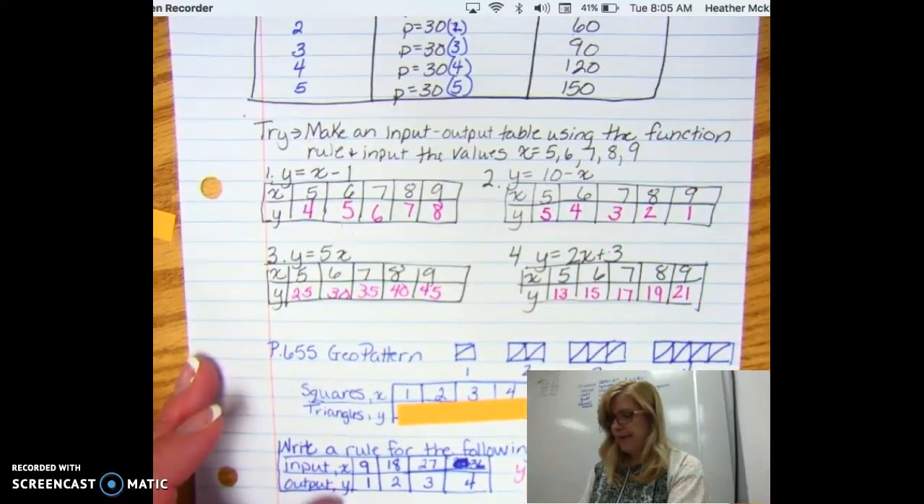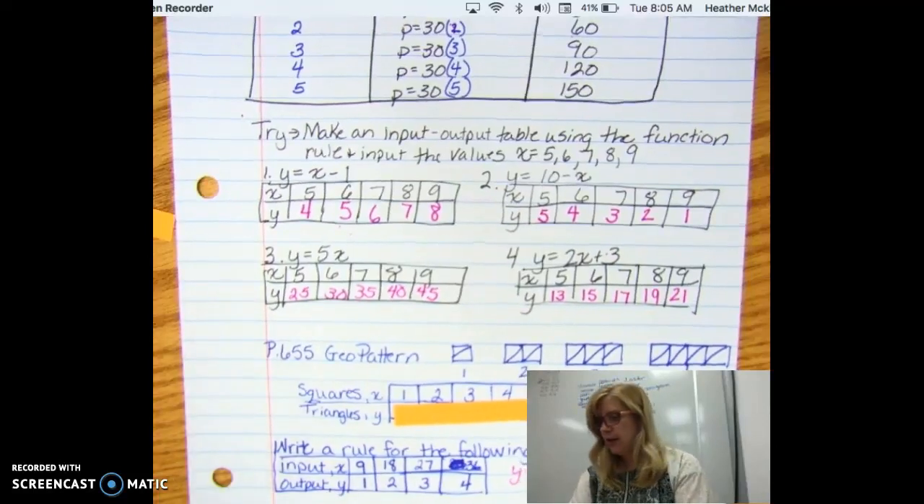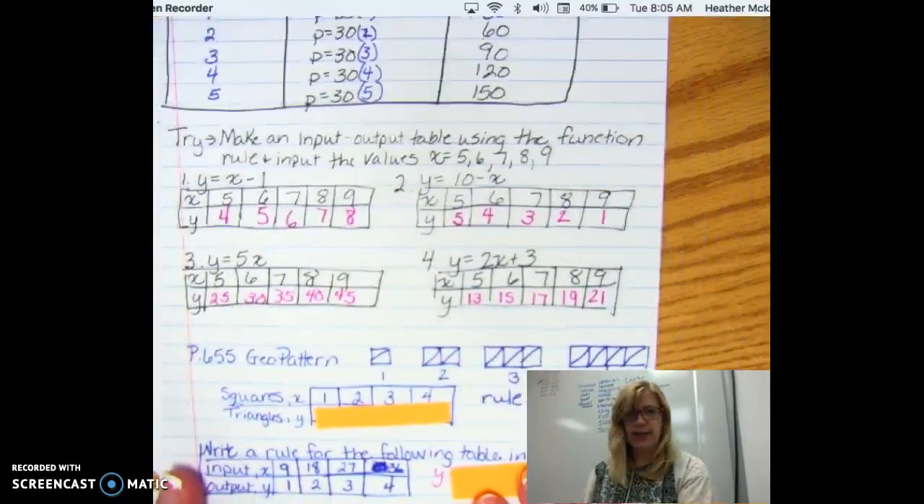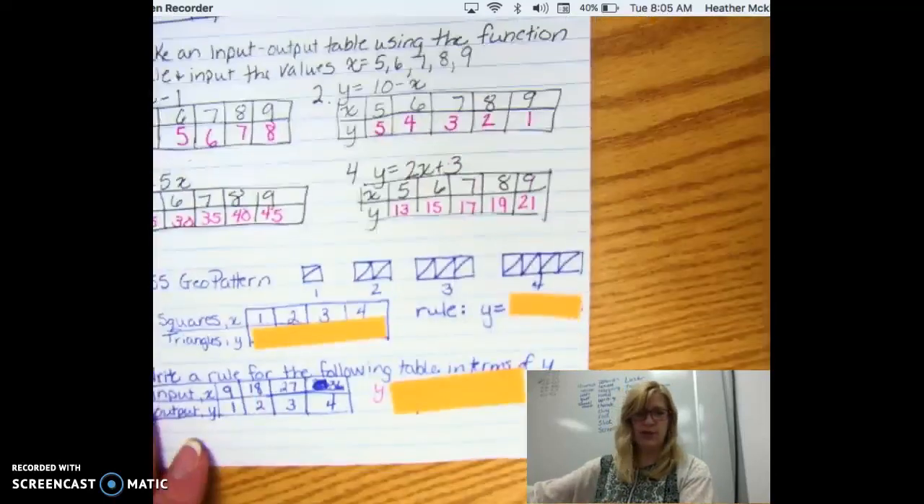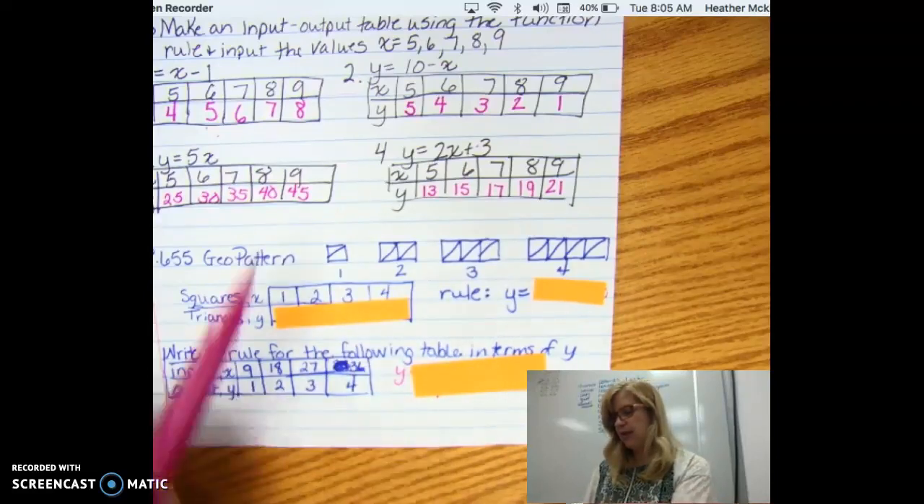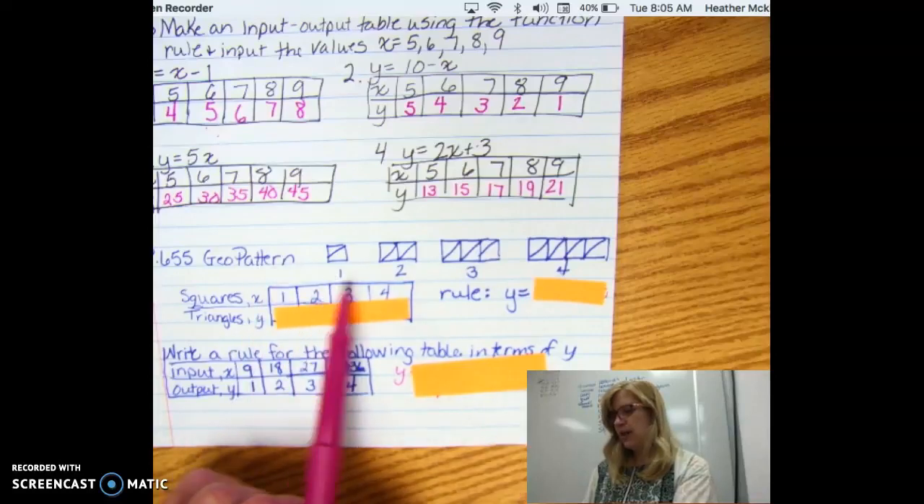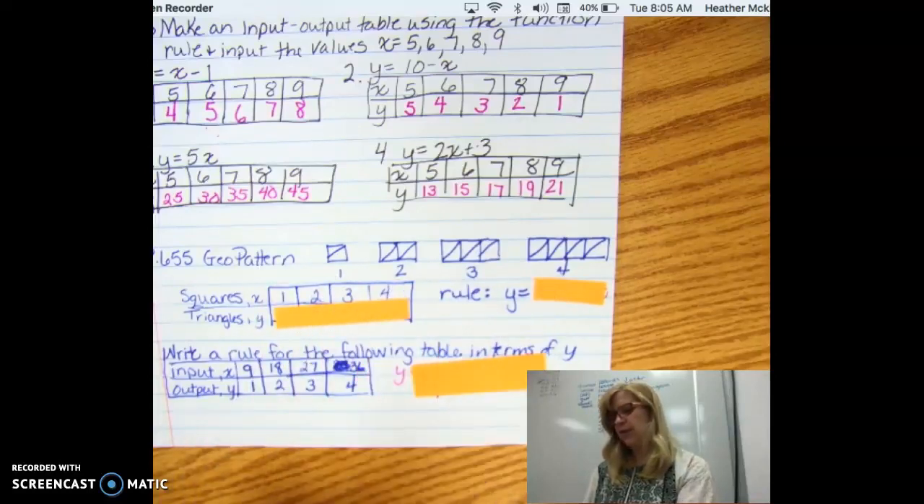So we're going to look at the geometric pattern that you see here. And we are going to devise a rule based on what we see. And I know you can immediately see the pattern. You'll say, well, every square is divided into two pieces. So this is 1 times 2, 2 times 2, 3 times 2, and 4 times 2.